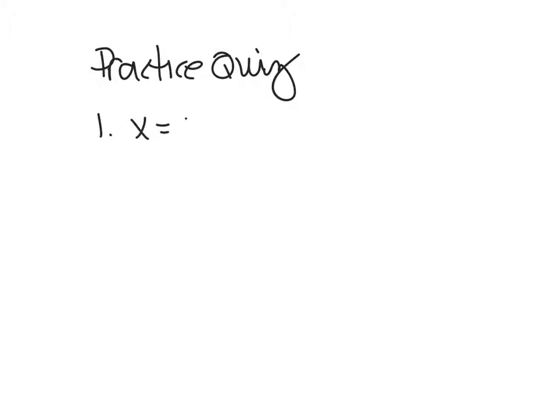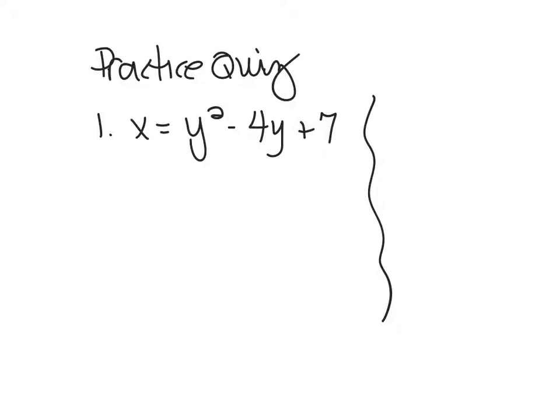We're going to do number 1 from the practice quiz. Right, so number 1 says x is equal to y squared minus 4y plus 7. First thing you want to do is figure out what type of graph this is. This is a parabola because it begins with an x. It's turned to the side. Our coefficient is positive, so this is going to look like this, to the right.